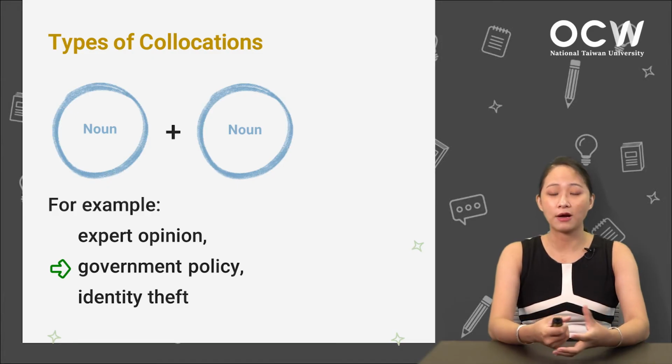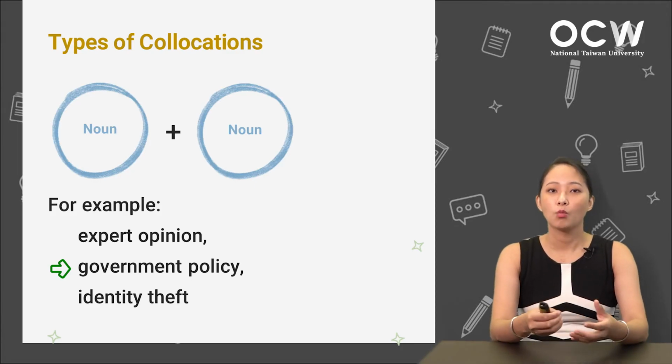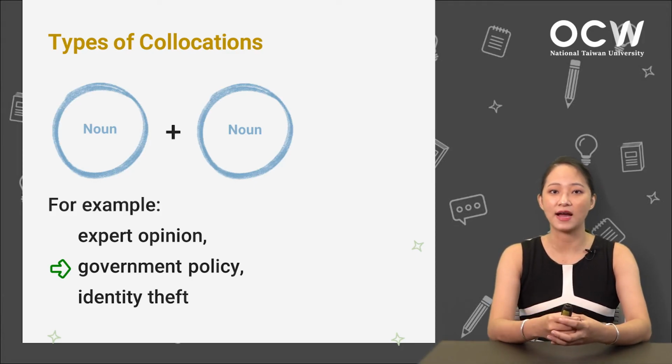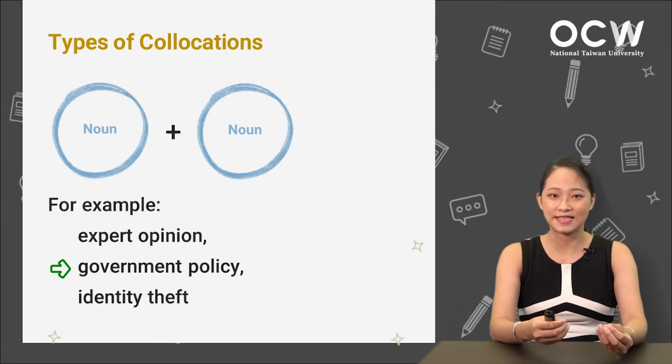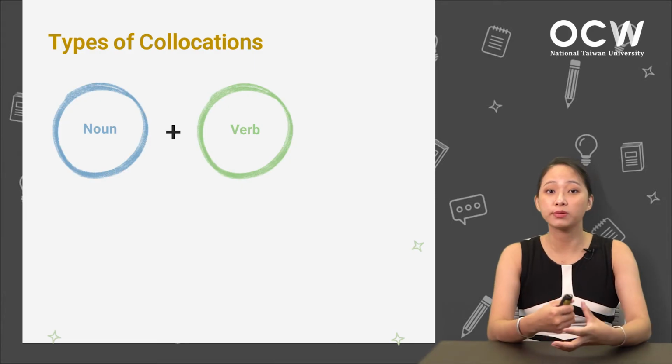When we want to talk about policies or regulation from an official entity, we always say government policy. When we want to talk about the stealing of your identity, we always say identity theft. Next, the collocation could be a noun plus a verb.